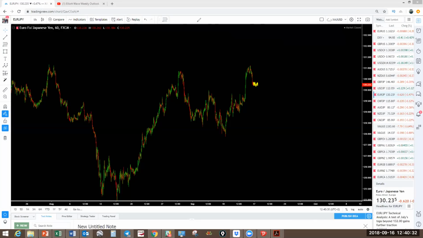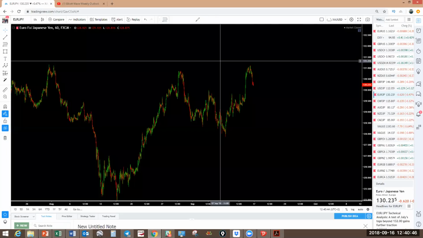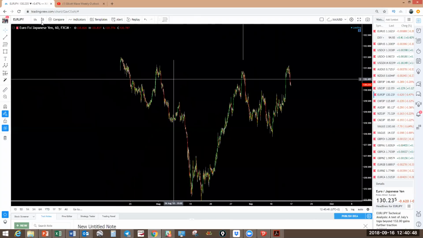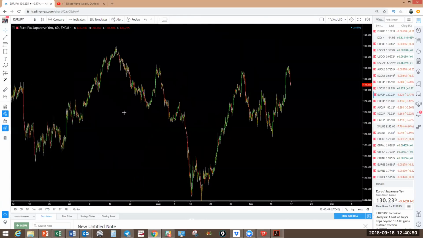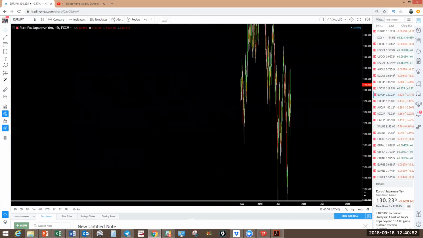You look for a correction in the lower degree. When you get to that level, you move your trade to break even, because after that you could be going for something like that, and this one becomes your running flat. All right. That's Euro Yen, very clear structure. Let me go to a higher time frame and see if there's anything to show.